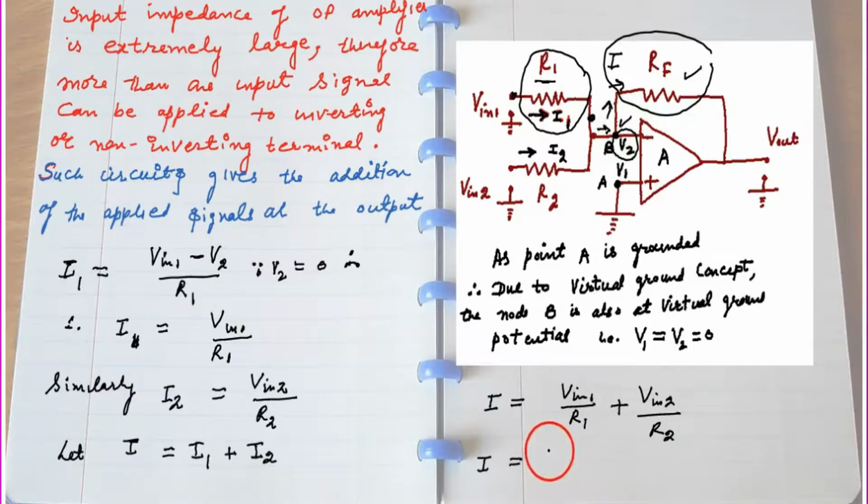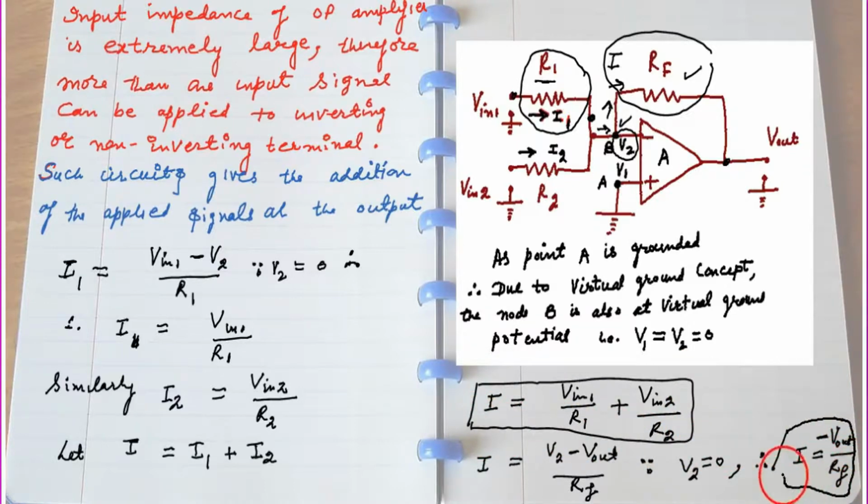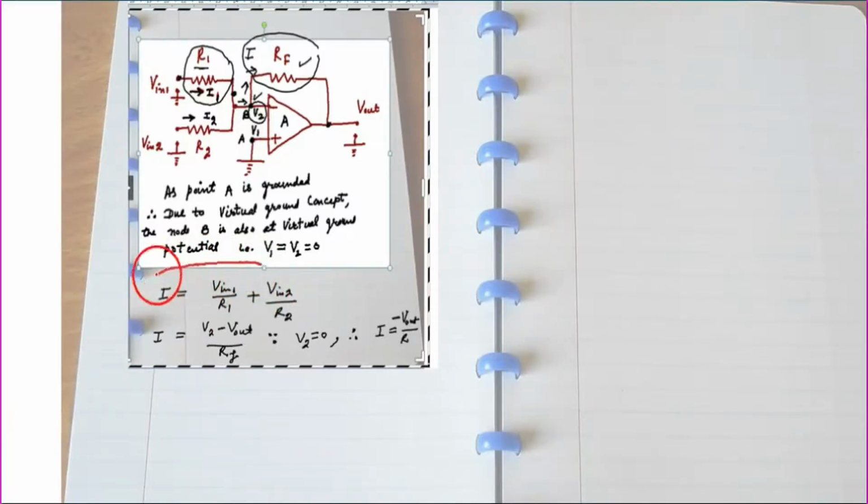Let me write the I across RF. Across RF the voltage is V2 and Vout. So I equals V2 minus Vout upon RF. V2 equals 0. Therefore, I becomes equal to minus Vout upon RF. Now this is the current I total. This is also current I. So the left-hand side is the same, equating the two and simplifying the expression. Very simple.